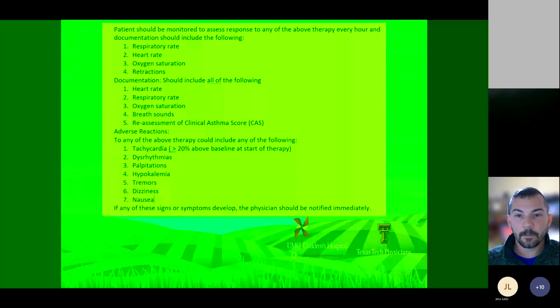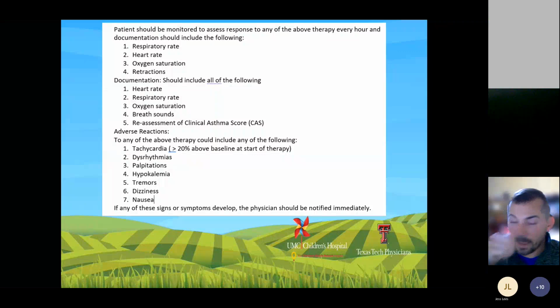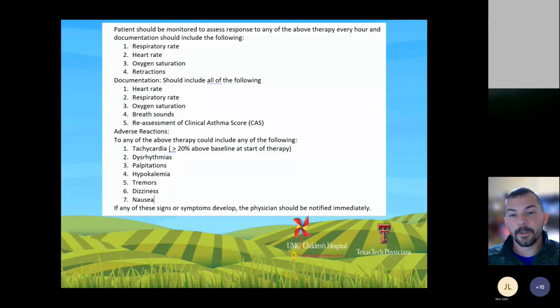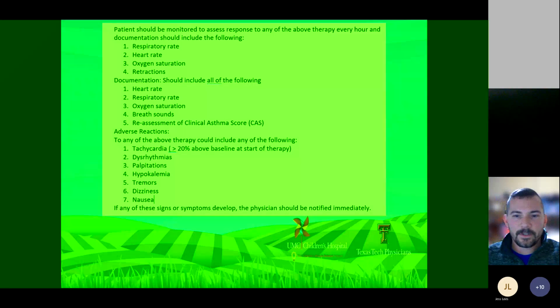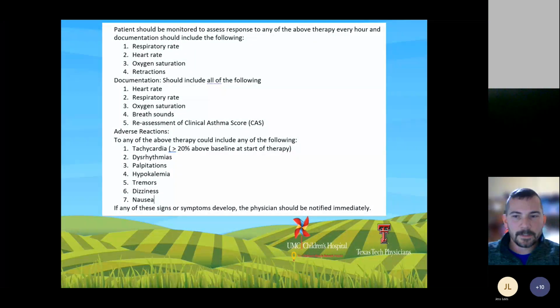So respiratory rate is very important. Heart rate, and I like to include blood pressure. I really wish this was in here. I think blood pressure is very key, and that is usually one I fall back onto: we don't do blood pressures enough in kids.